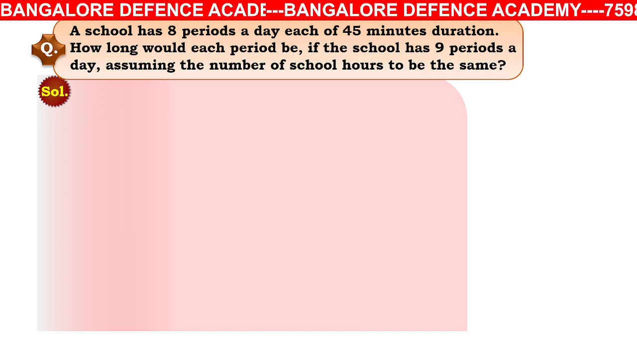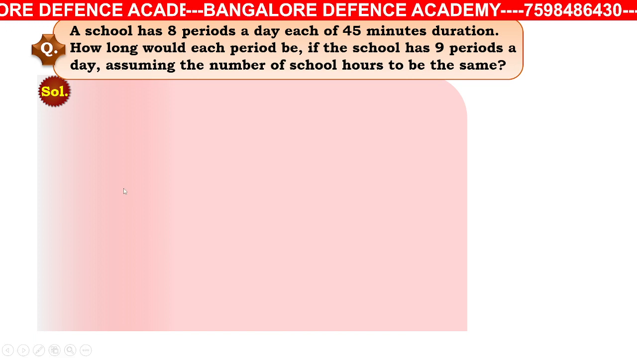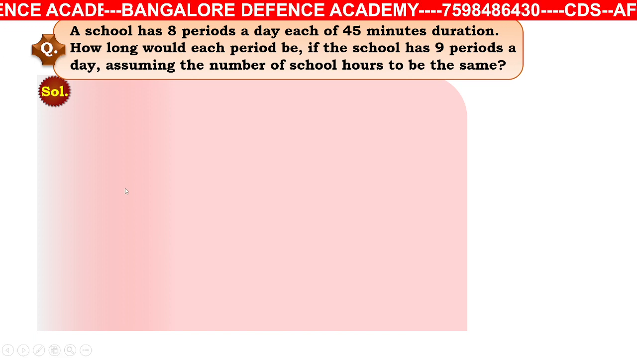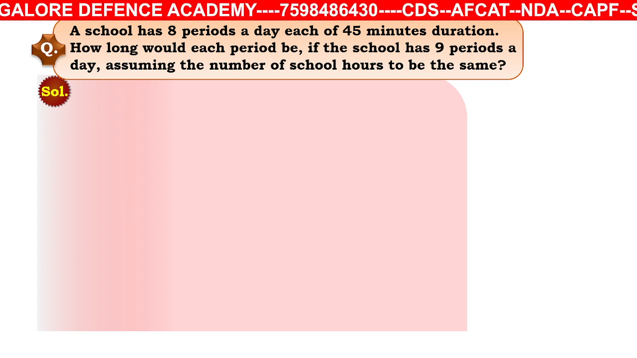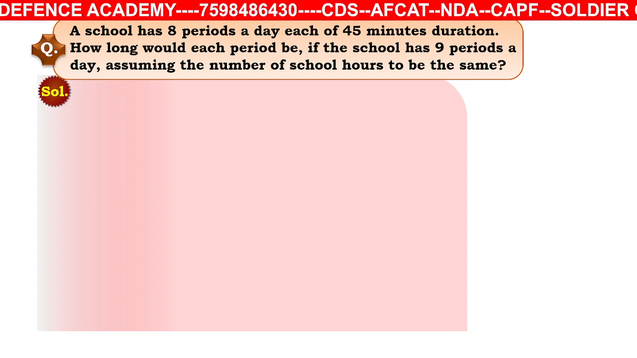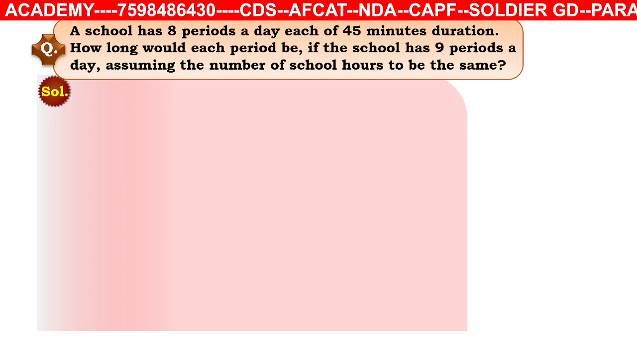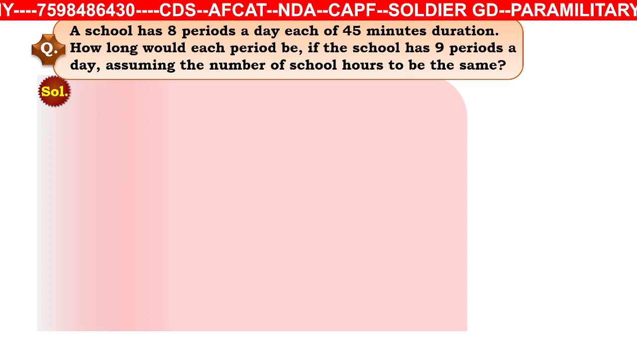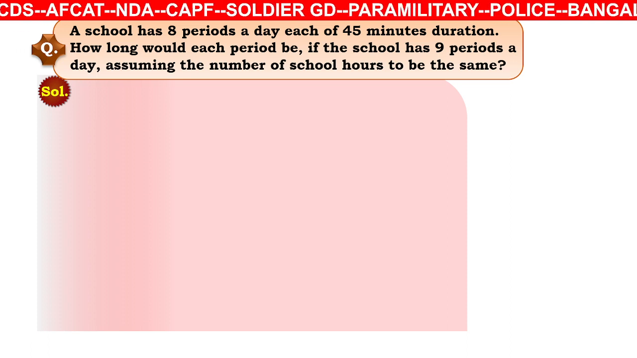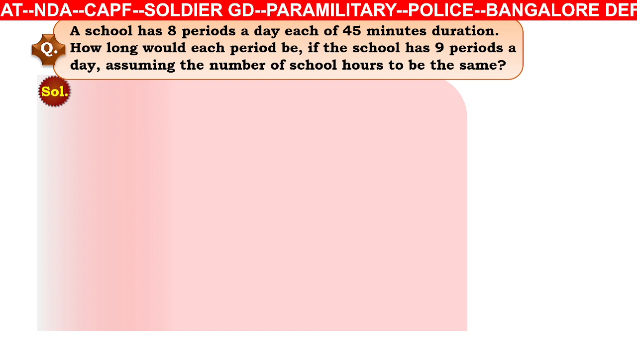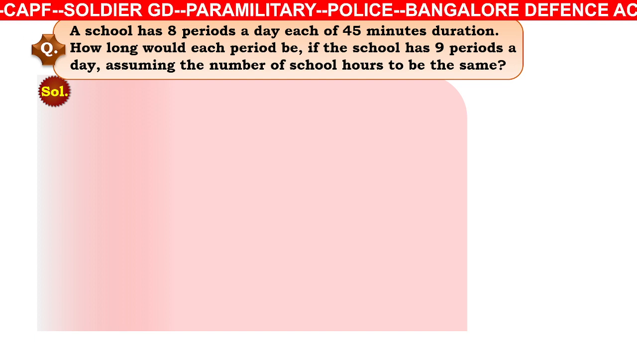Now let us look at this question. A school has 8 periods a day, each of 45 minutes duration. How long would each period be if the school has 9 periods a day, assuming the number of school hours to be the same? Now a school is having 8 periods. I am comparing two quantities, periods and the time duration. Now the question is to increase the period. So definitely the time duration will be less.